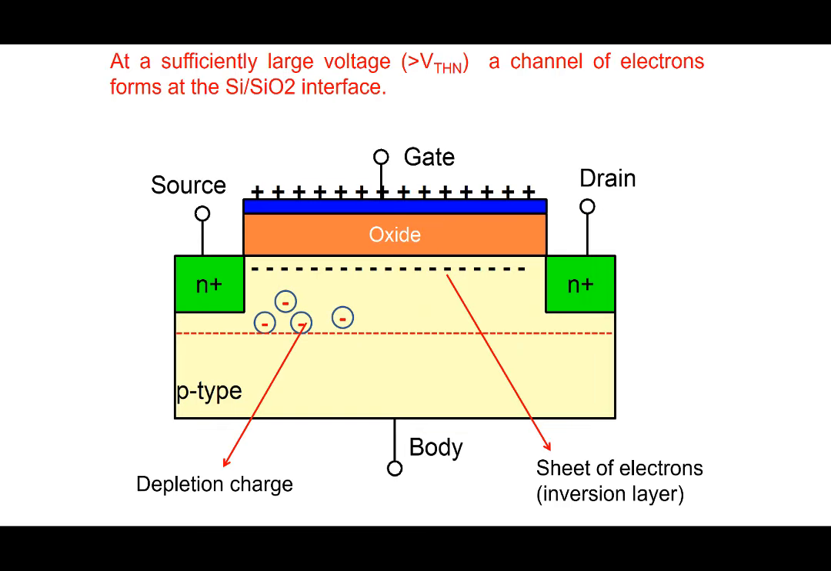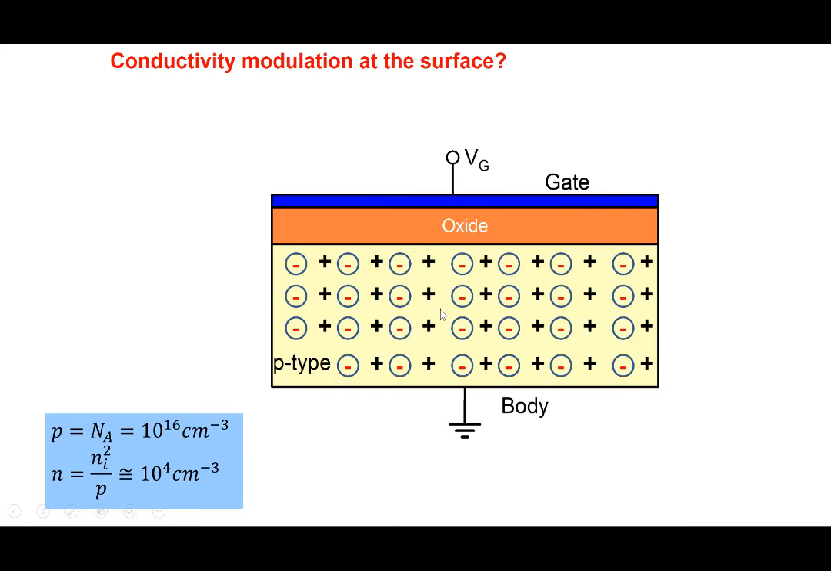Okay, so we are only showing you this part here. I'm not showing the n plus part, this part of the region here. And for the sake of discussion, let's assume that the initial doping of the p-type is 10 to the power 16. And therefore, the initial number of electrons is ni squared over p, about 10 to the power 4. So very few electrons, mostly holes here.